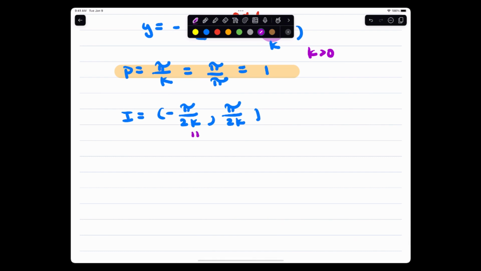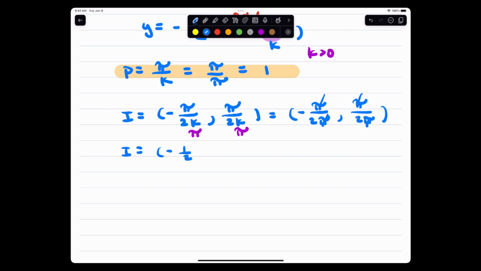I plug in my pi for k, and then you might say, well, what does that do? That's negative pi. Maybe you need to see that. 2 pi. Positive pi over 2 pi. Cancel the pi's. What's that interval of one cycle going to be? It's negative 1/2, positive 1/2.